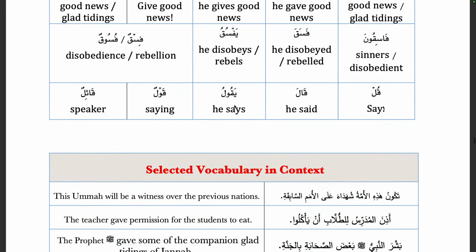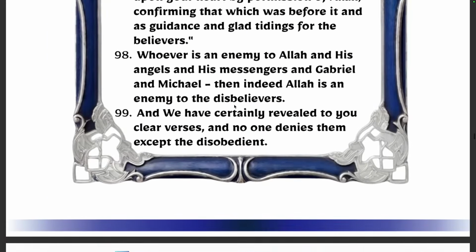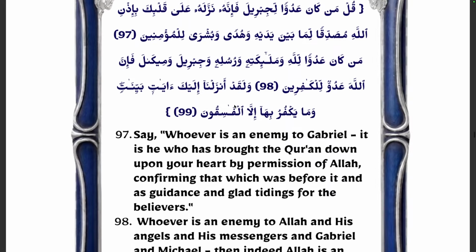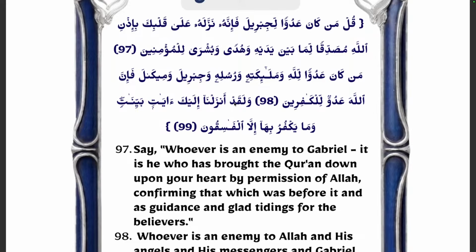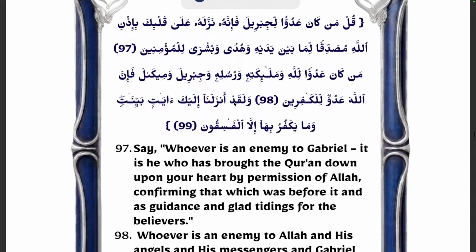The focus of this lesson is the usage of Kana. That is the focus of this lesson. And we did some basic sentences with this word, Kana, right? Kana rajulu tabiban. The man was a doctor. And we said that Kana is the equivalent to the verb to be in English, right?